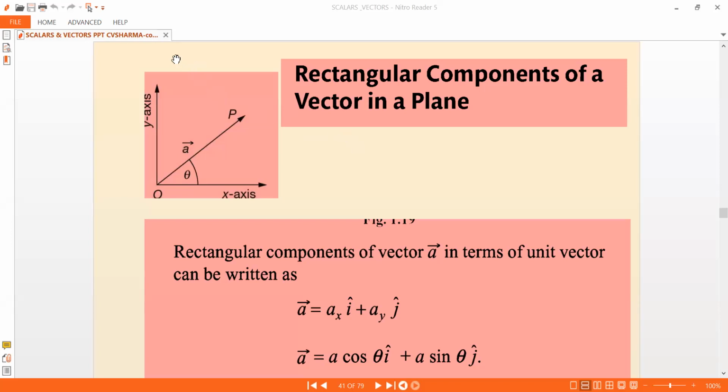And here we are dealing with the rectangular components of vectors. In the earlier video itself, I explained this stuff, so I'll go a little bit quickly about this one. So what are the rectangular components of a vector in a plane? This is the x component and the y component; this is the resolution we're going to do.